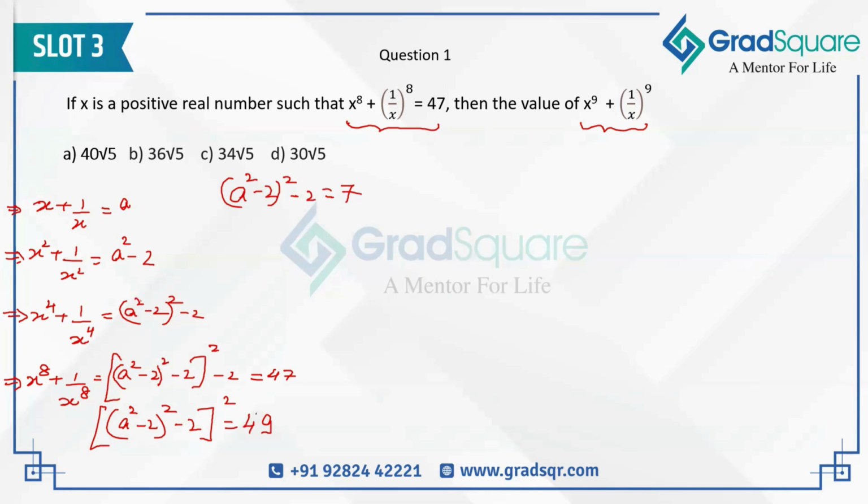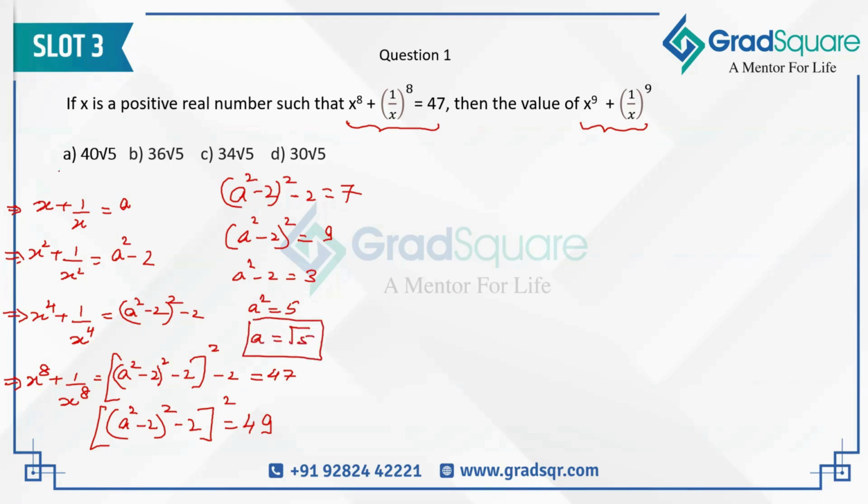Now x is a positive real number, that's why I'm not taking into account the negative values of any of these numbers. Now if you look at this, you are going to get a square minus 2 whole square of this is equals to 9. This implies a square minus 2 is equals to 3. A square will turn out to be equals to 5. And again, you are looking at the value of a as root over of 5.